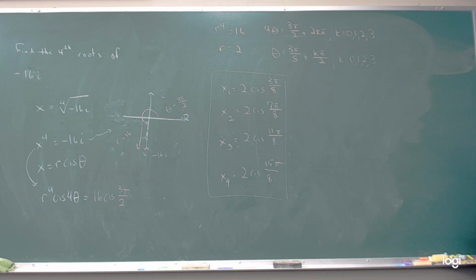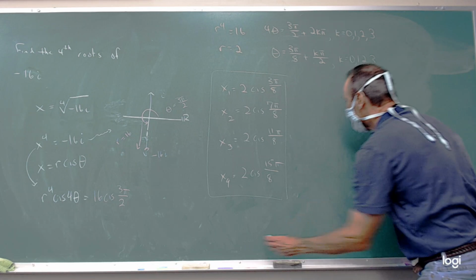2, which is also... So wait a minute, no, I can... 7 pi over 8. You figure it out. Just 3 pi over 8.